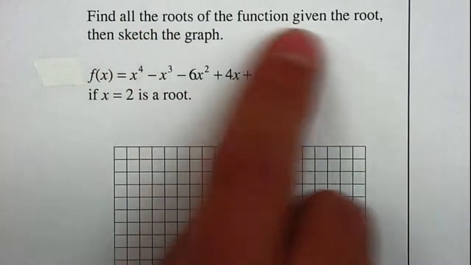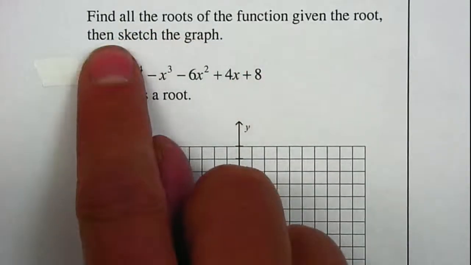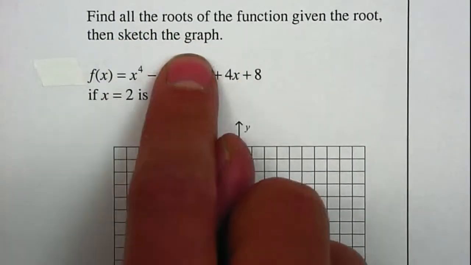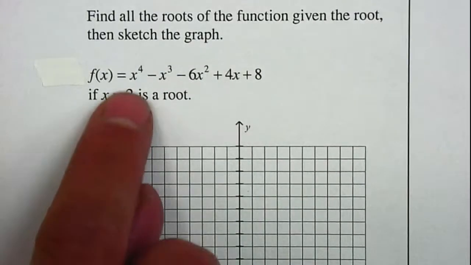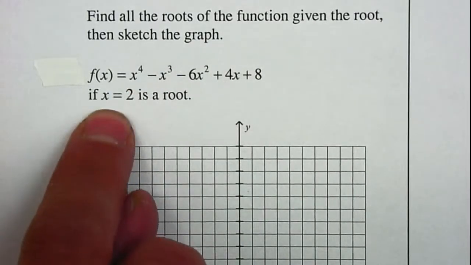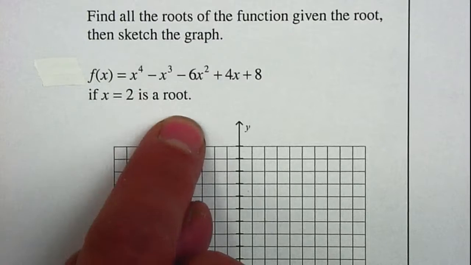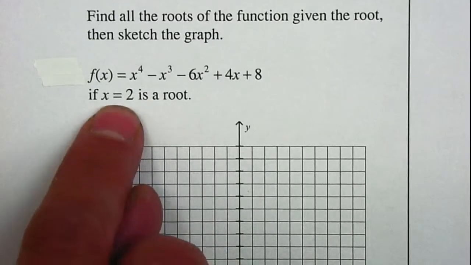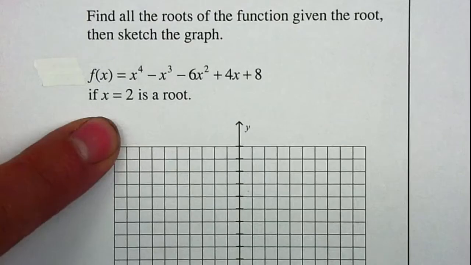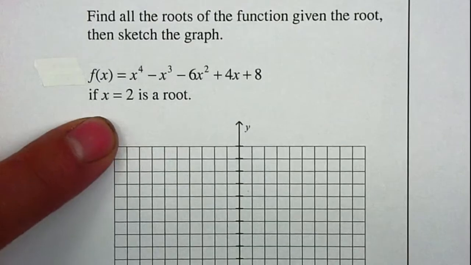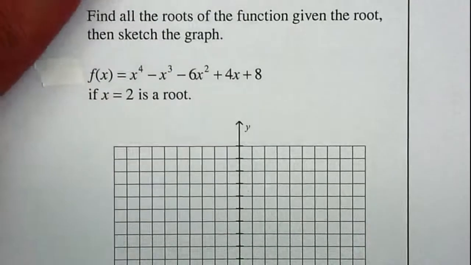Find all the roots of the function given the root, then sketch the graph. So they give you a polynomial to the fourth power, and they tell you that x equal to 2 is a root. That means that the x-axis is being crossed at 2 by the function. So it crosses the x-axis at 2. That'll be your first point.